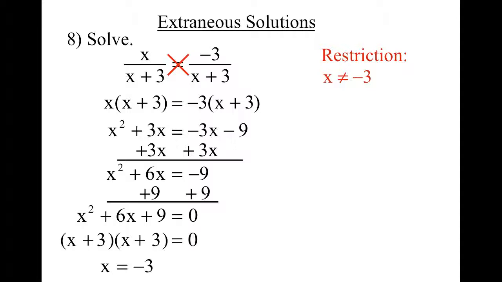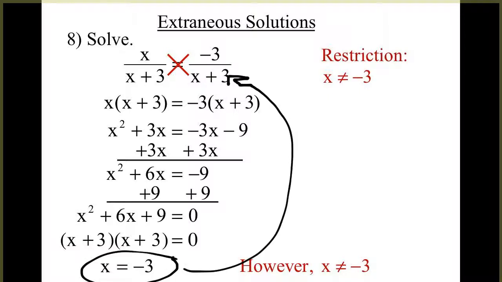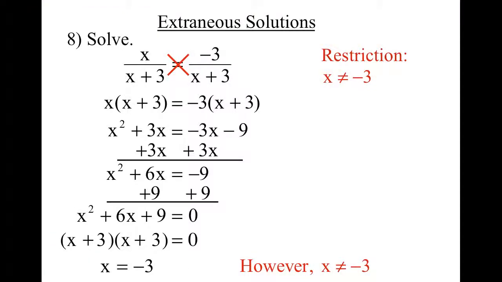Once I substitute that into my denominator, it turns into a 0. Negative 3 plus 3 makes a big fat 0. So you can see that in this case, the only solution I have is an extraneous solution. So that means there's no solution to this problem. Okay? There's no solution to this problem. We would write no solution.